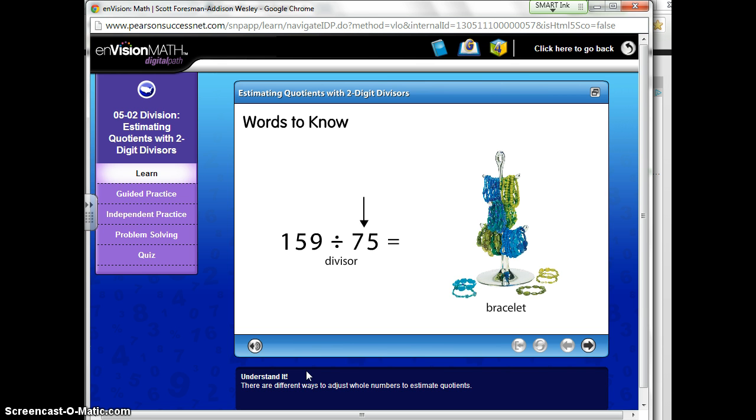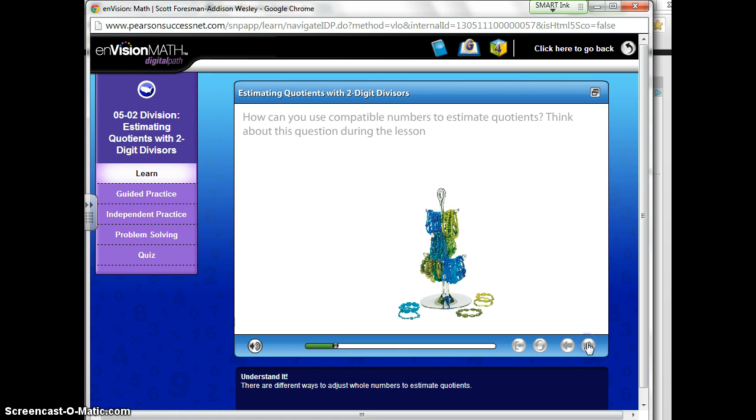Who can remind me why we estimate? What's the reason for estimating? Sam? So that we at least know like the area of what the answer is. Okay, we want to get close. Why else? It's my favorite reason. Kaden? To make things easier. I'm all about easy, right?